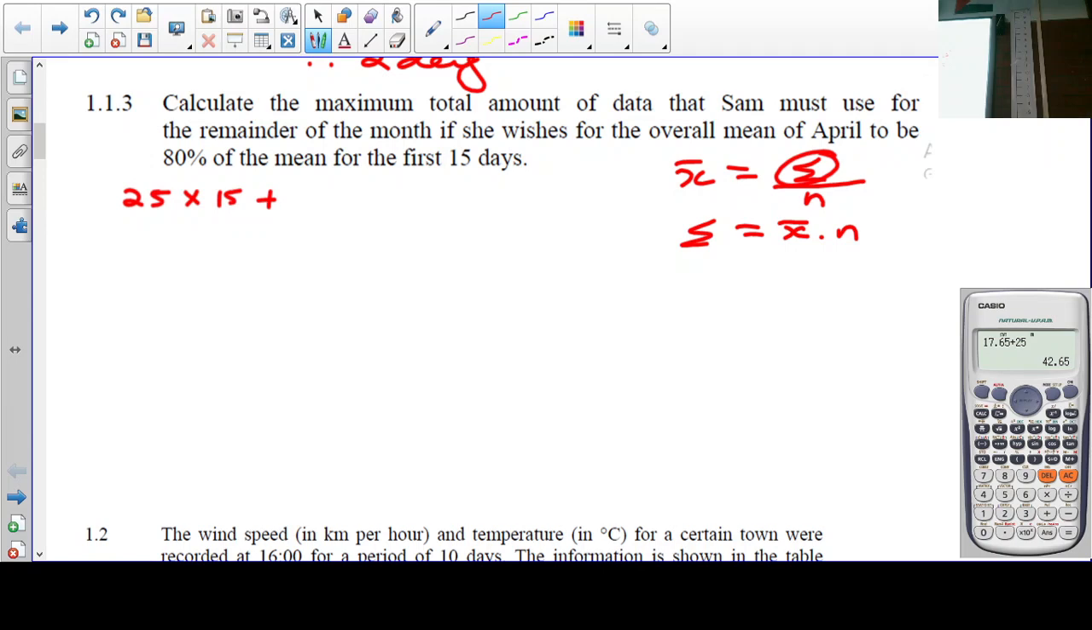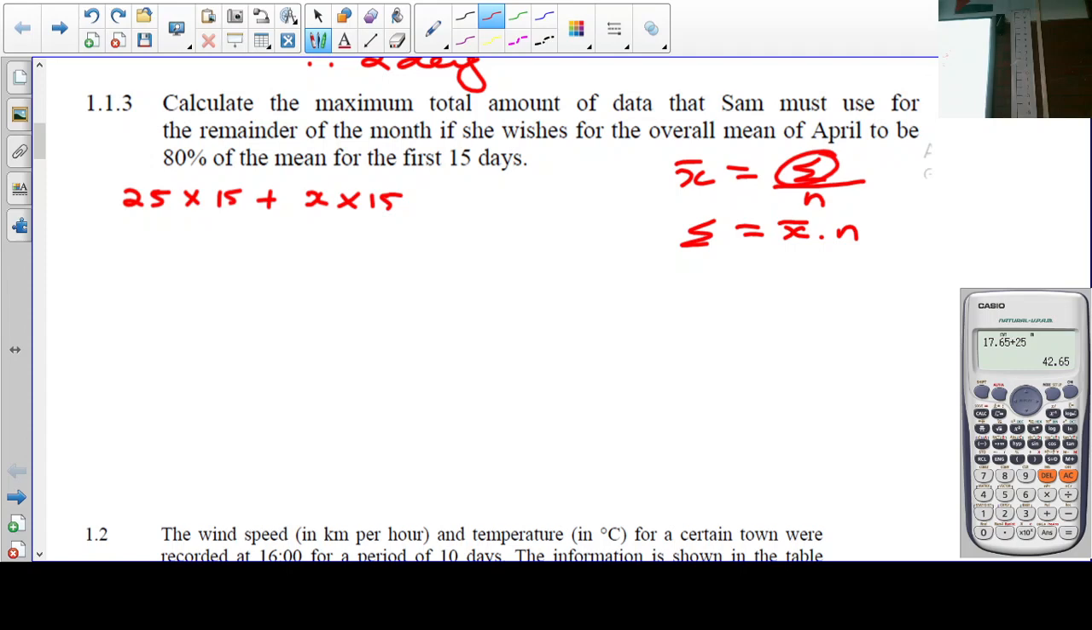Okay? Now we need to work out the mean of the remaining 15 days. And how do we do that? It's going to be x. Let's say she's using x megabytes per day for 15 days. Okay?